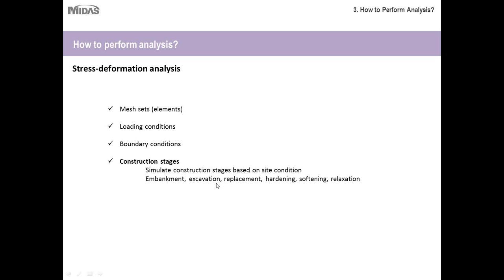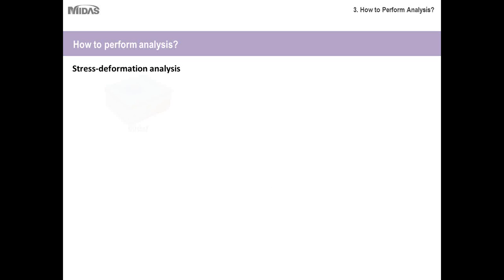So this type of analysis is useful for simulating embankments, excavations, or replacements, or hardening and softening analysis, and relaxation analysis. So let's see how the construction stage analysis is to be simulated. First we have an initial condition where we set the displacement under self-weight as 0. So basically this is the stabilized soil strata with no excavation started. This is how the site will look when you go there for your reconnaissance survey for the first time.